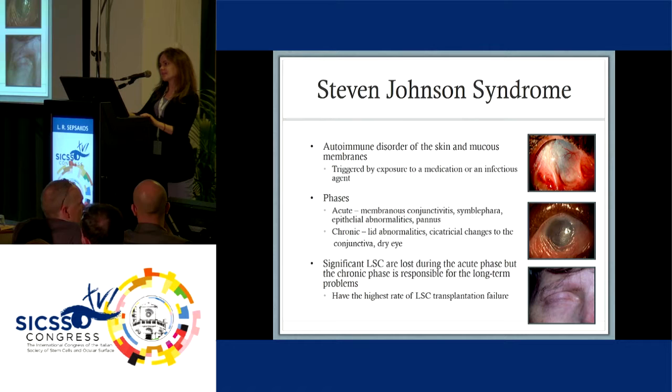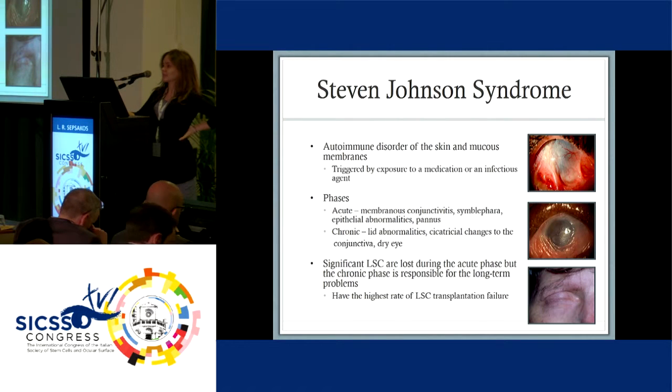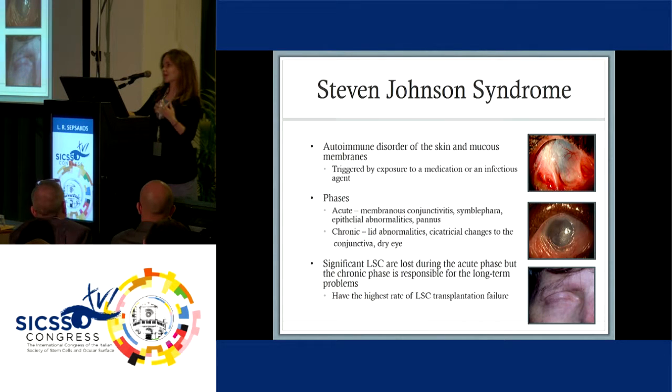Moving on to the inflammatory conditions, we have Stevens-Johnson syndrome, which is an autoimmune disorder of the skin and mucous membranes. It's triggered by an exposure to either a medication or an infectious agent. There's an acute and a chronic phase. As we mentioned, there's significant stem cell loss during the acute phase, but the chronic phase is responsible for the long-term problems and is the reason why these patients have the highest rate of stem cell transplantation failure.